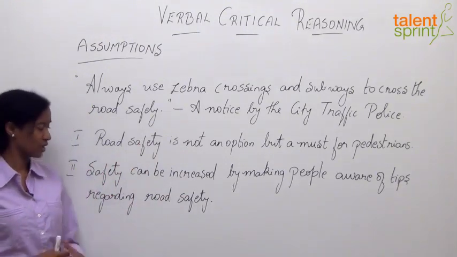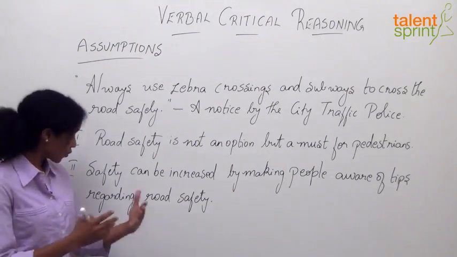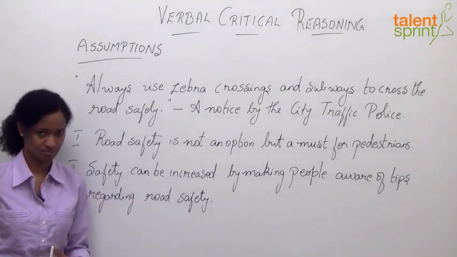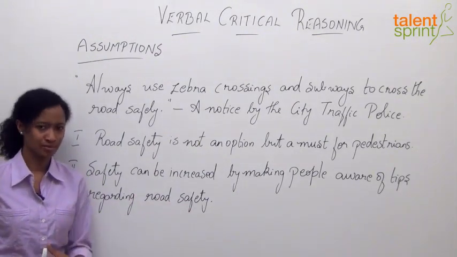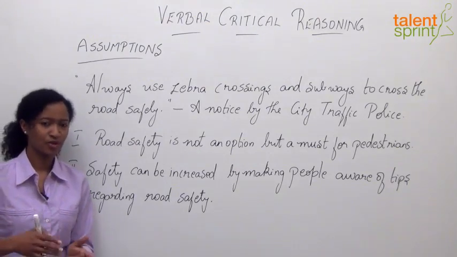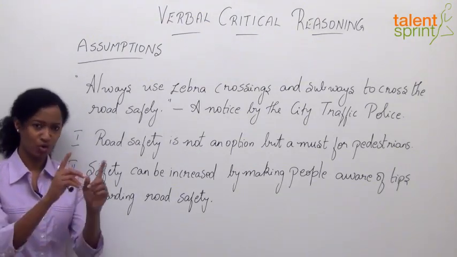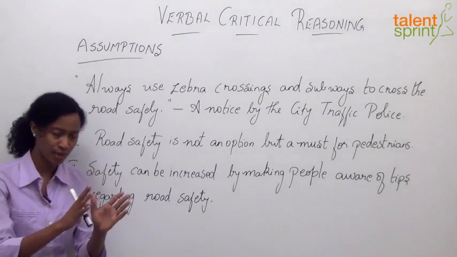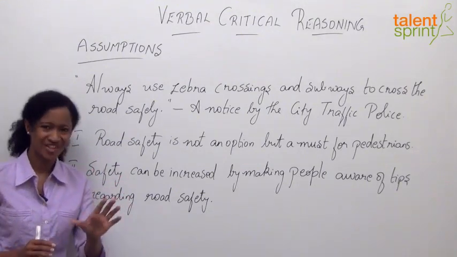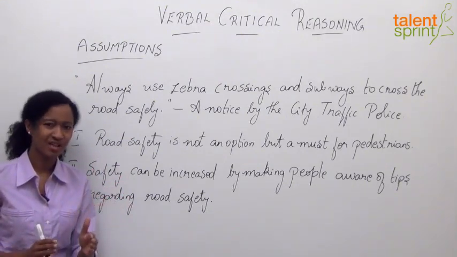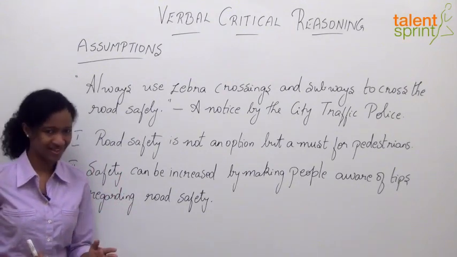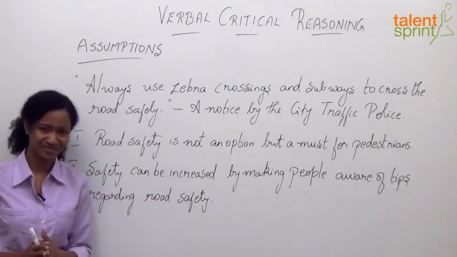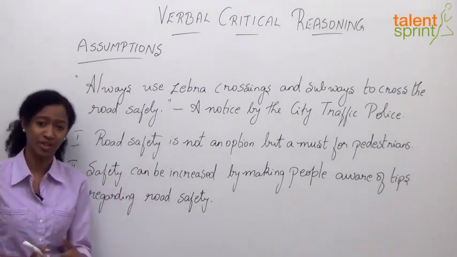Okay, let's move to assumption 2. Safety can be increased by making people aware of tips regarding road safety. So how are they creating this awareness? By the notice, right? So let's take a small example. If you want to park your bike or a car, if there is no no parking signboard, you normally tend to park it there. But if there is a no parking signboard, then it grabs your attention. You stop, you consider it, and most likely you will not park it there, right? So the function of a notice is to grab your attention. So you consider it and you adhere to it and you follow it.